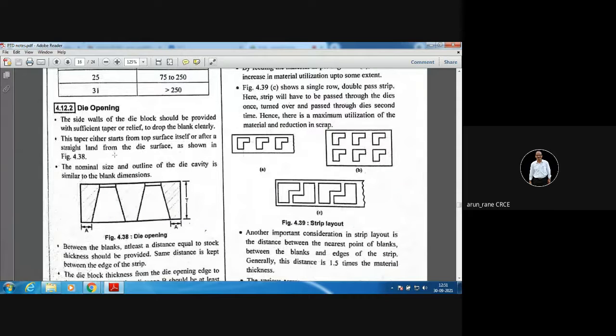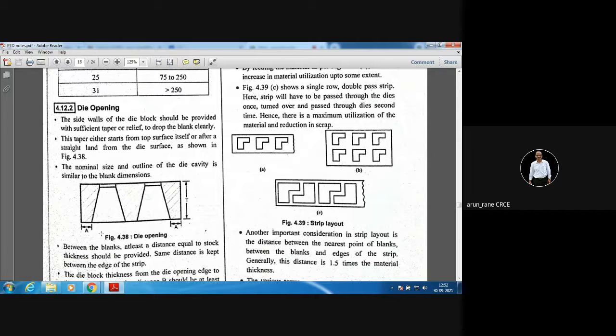Now what is your die opening? This is a die block. You can see this is the straight portion, and there is a taper thereafter. Generally, we keep a straight portion of 5 mm and then we provide a taper. The purpose of providing the taper is to let the slug fall down easily.